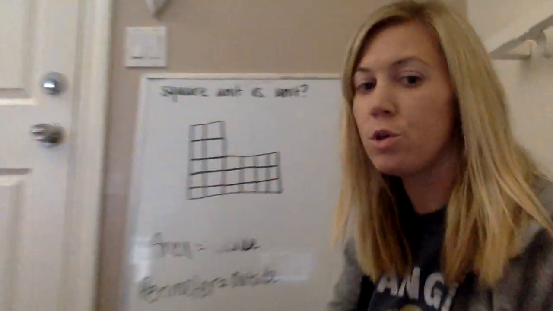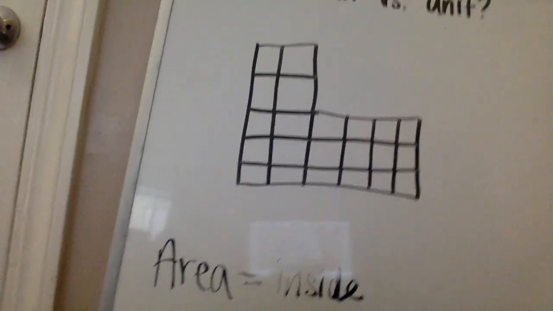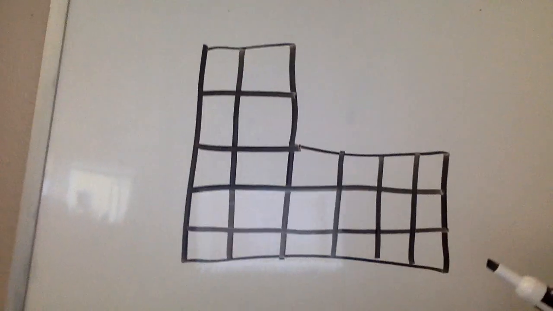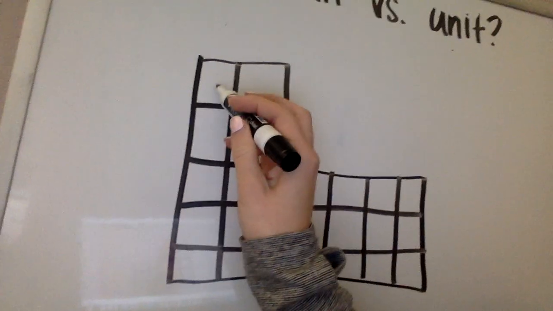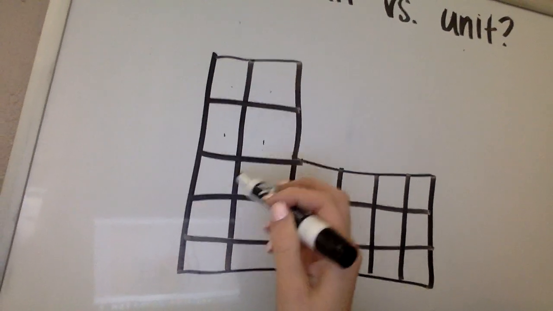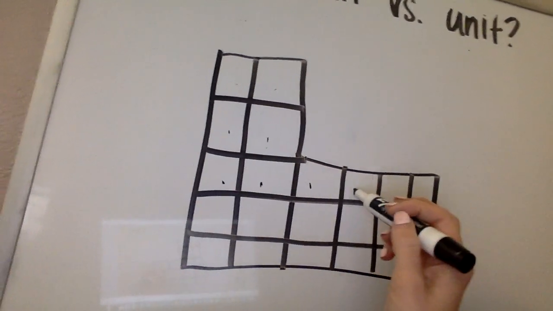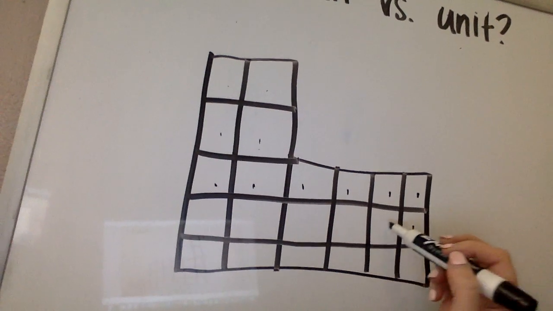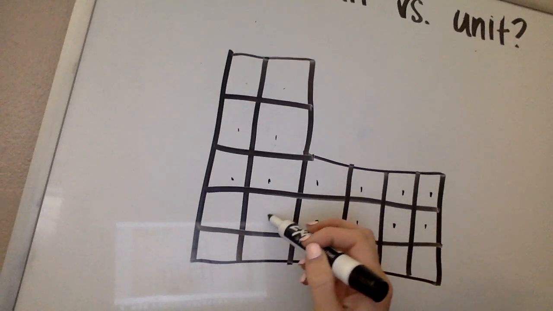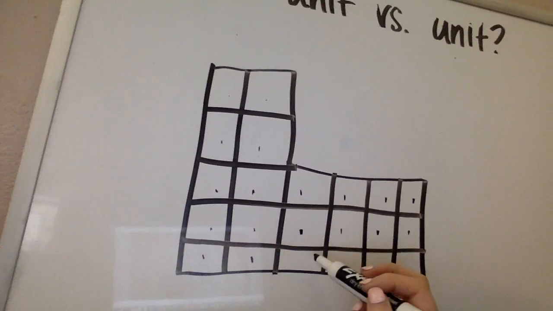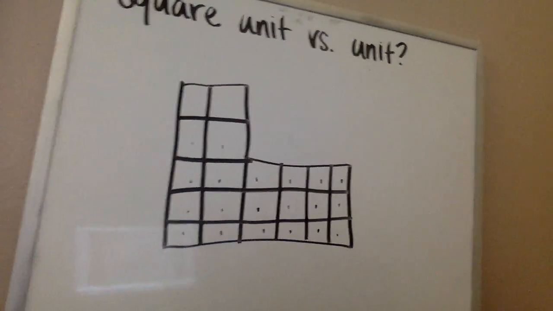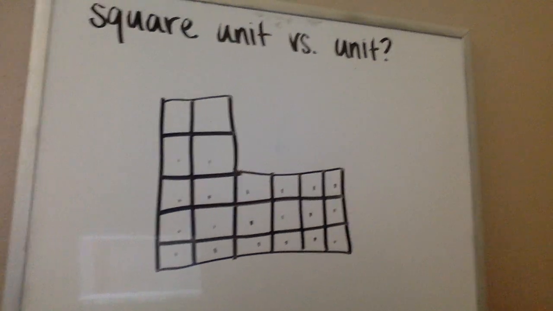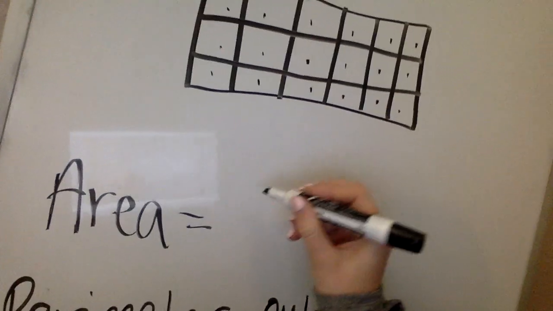So I drew a shape over here that kind of looks like an L, and I'm going to count the inside squares. So I have 1, 2, 3, 4, 5, 6, 7, 8, 9, 10, 11, 12, 13, 14, 15, 16, 17, 18, 19, 20, 21, 22. So that means my area is 22 square units.